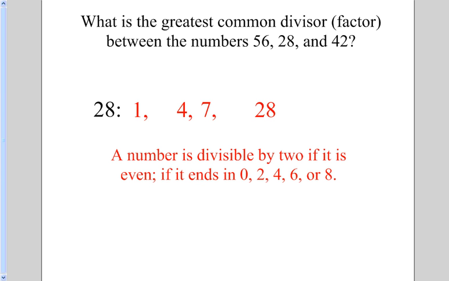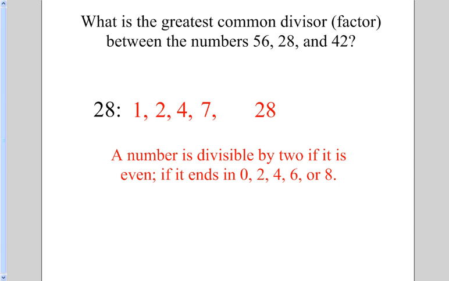Let's think about the rules of divisibility that we discussed in class. A number is divisible, which means dividable, by 2 if it is even. So if it ends in 0, 2, 4, 6, or 8, you can divide that number by 2. 28 is an even number. It ends in 8. So we know that 2 times something is going to give us 28.